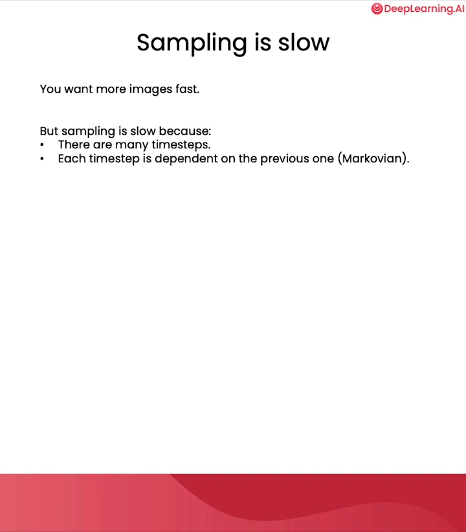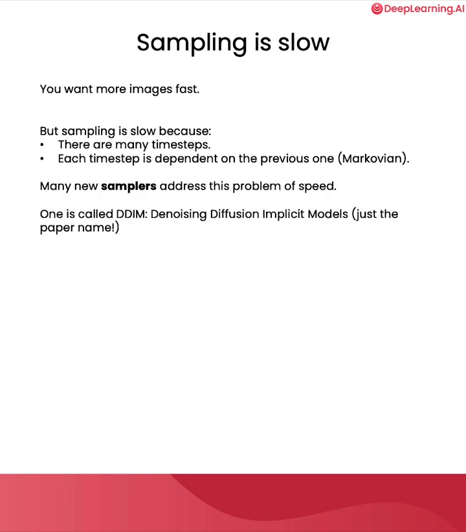But sampling so far has been slow because, one, there are many time steps involved, 500, there are even more sometimes to get a good sample. And also each time step is dependent on the previous one. It follows a Markov chain process. But thankfully, there are many new samplers here to address this problem, since this has been a long-standing problem with diffusion models. It's that you can train them and they can create amazing, beautiful images that are both diverse and realistic, but it's so slow to get something out of them.